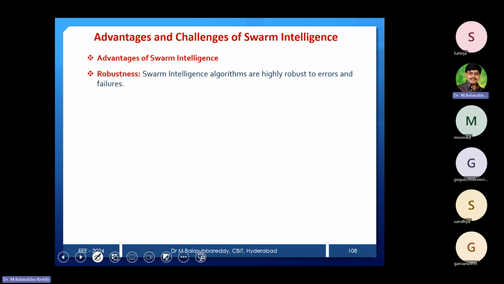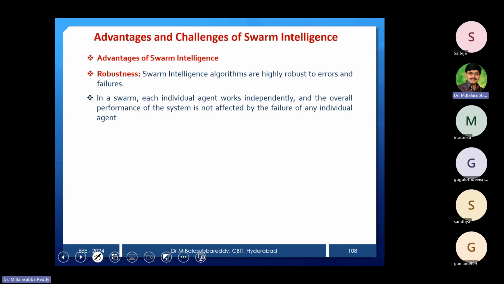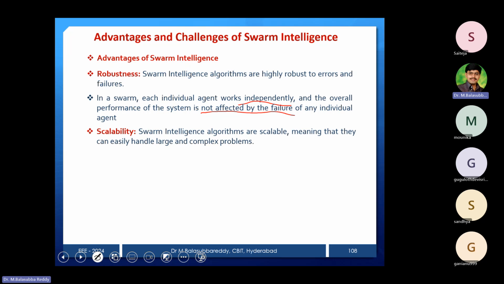These algorithms are highly robust to errors and failures. In swarm, each individual agent works independently, as per the previous characteristics I mentioned. The overall performance of the system is not affected by the failure of any individual agent. Suppose one agent fails, we can observe that because the agents are exchanging information, even if the performance of one agent is poor or less, the system performance will not be affected much.